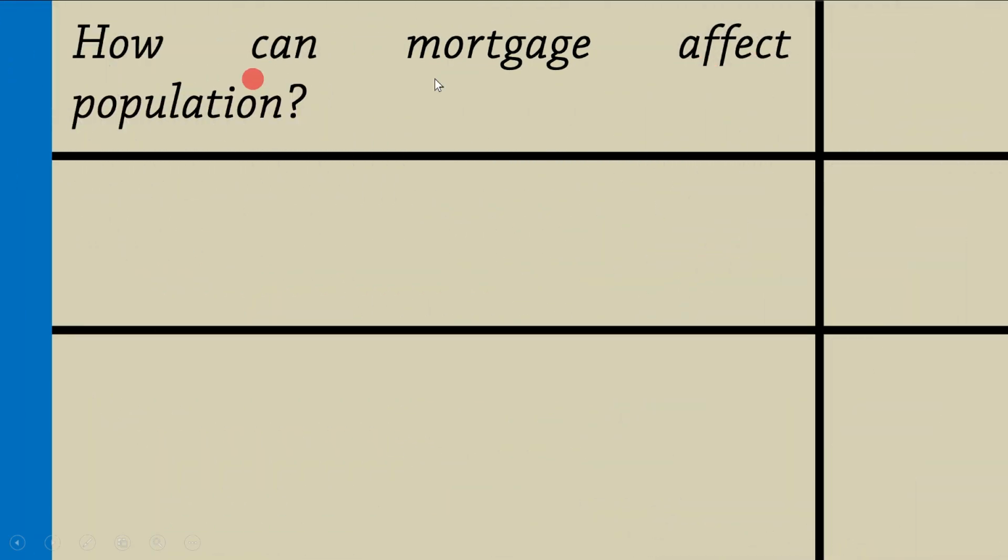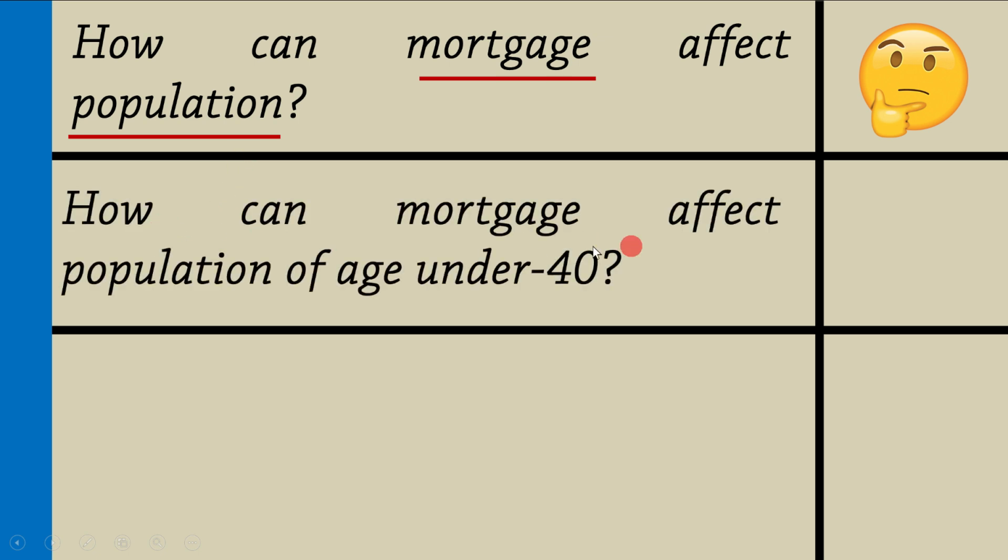Look at this one. How can mortgage affect population? Here mortgage is cause and effect will be on the population. But I have more questions. Which kind of population do you mean? Which age? Which country? Which region? Which time? I have more questions, so let's give more focus. How can mortgage affect population of age under 40? Better.